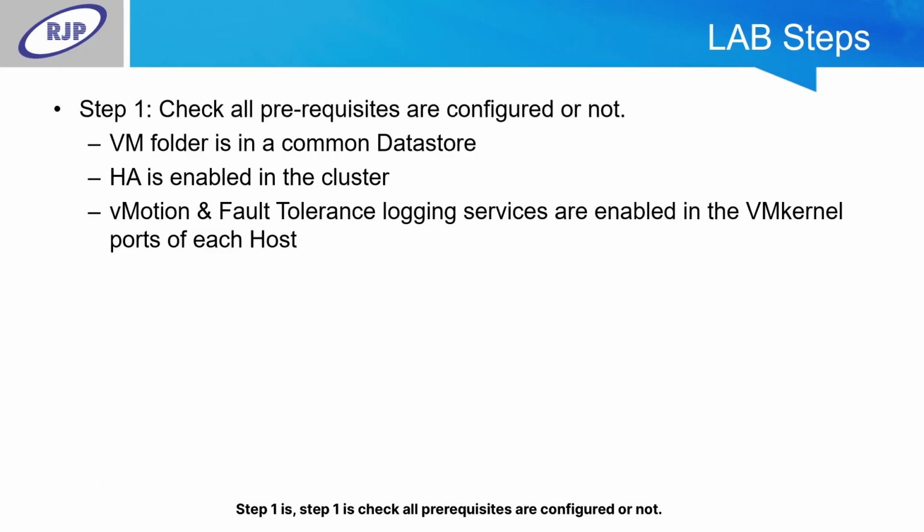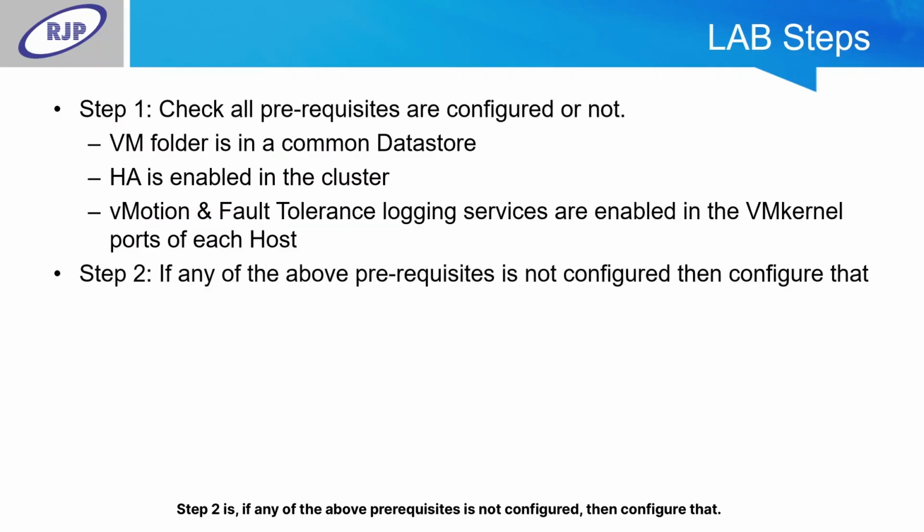Step 1 is check whether all prerequisites are configured or not. That is, the VM folder is in a common datastore, HA is enabled in the cluster, and vMotion and fault tolerance logging services are enabled in the VMkernel ports of each host. Step 2 is, if any of the above prerequisites is not configured, then configure that.